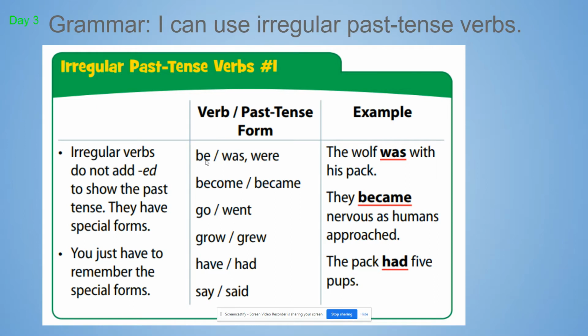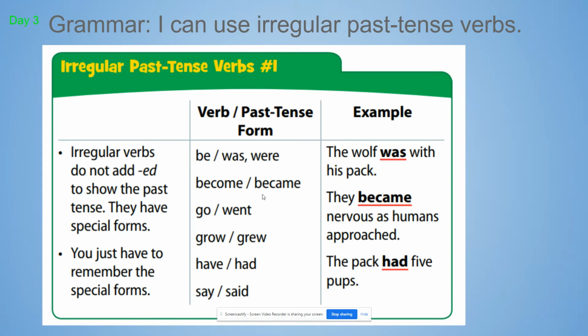So, a form of be. A form of be is, for example, I am, or she is, or we are. That's what I would say if it was happening right now. But for past tense, I would change those words to was or were. Here in the example, it says the wolf was with his pack. If it was happening right now, I would say the wolf is with his pack. So I'm changing is totally to a different word.